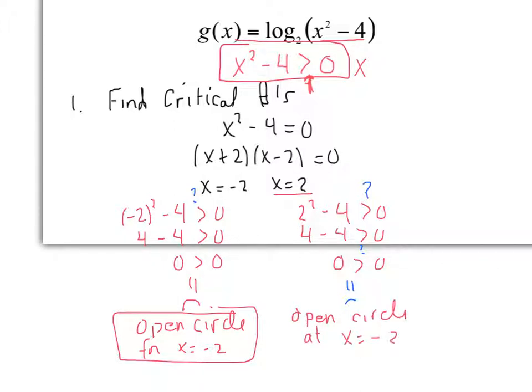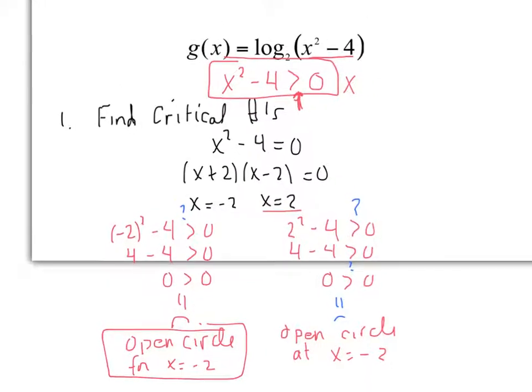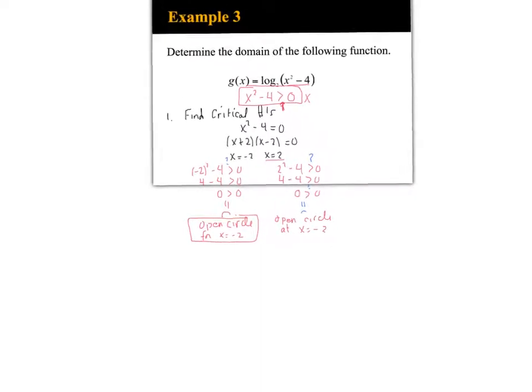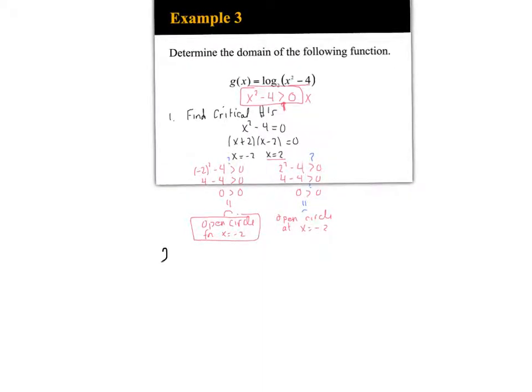All right, I'm going to zoom out a little bit here. There we go. Now, if you remember, the next thing that we did was we created this number line. We know that at negative 2 we have an open circle, and that at 2 we have an open circle. Now I have 3 regions I need to consider: negative infinity to negative 2, open parentheses; negative 2 to 2, again open parentheses; and then 2 to infinity.